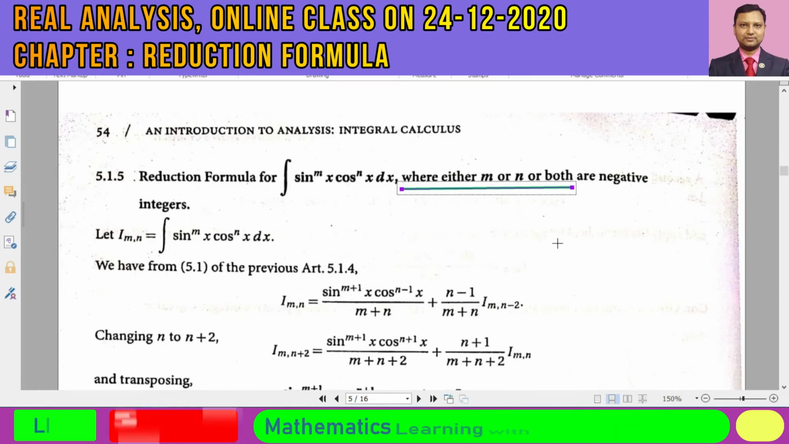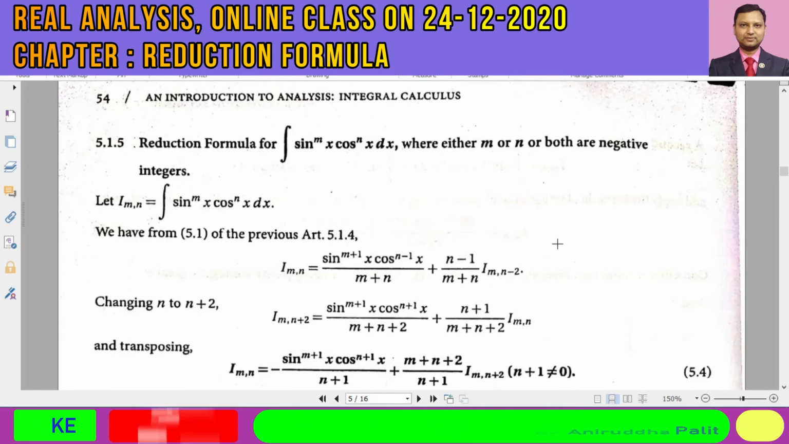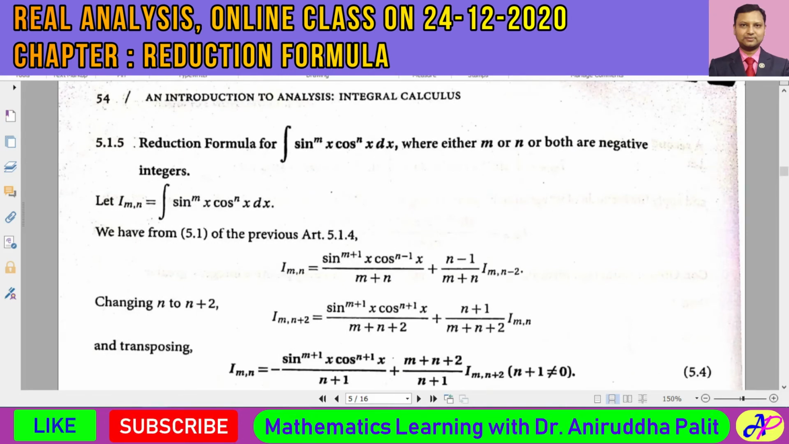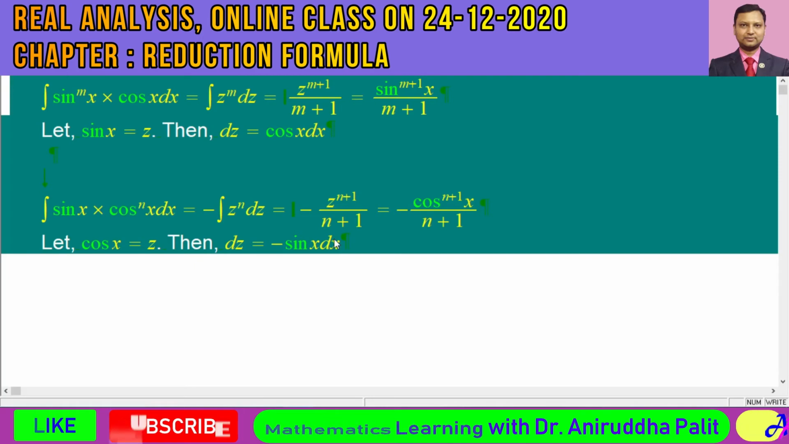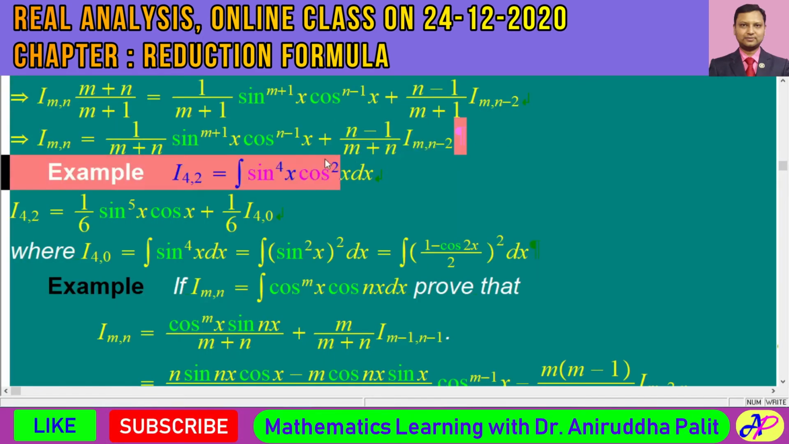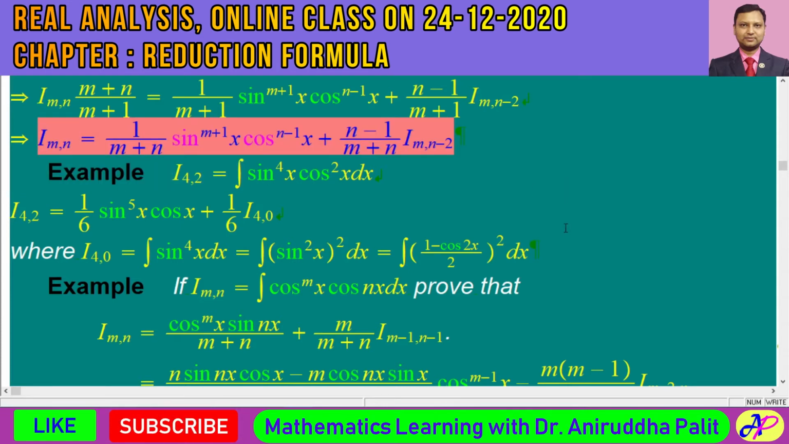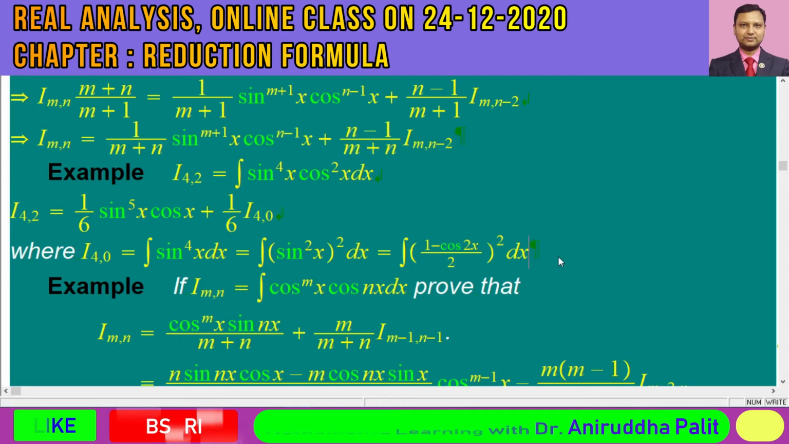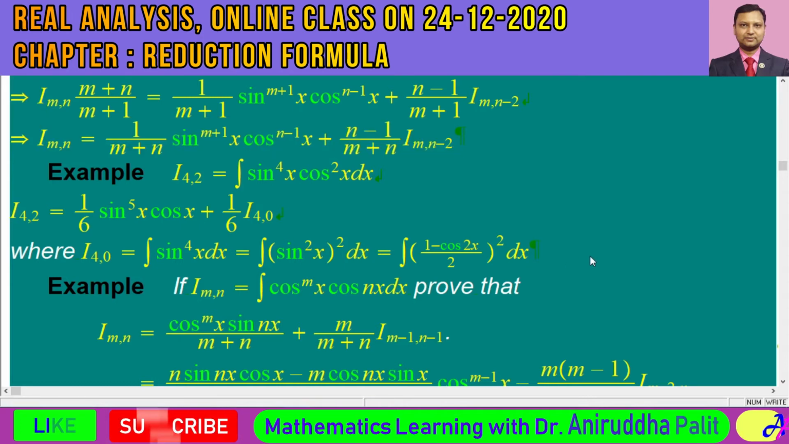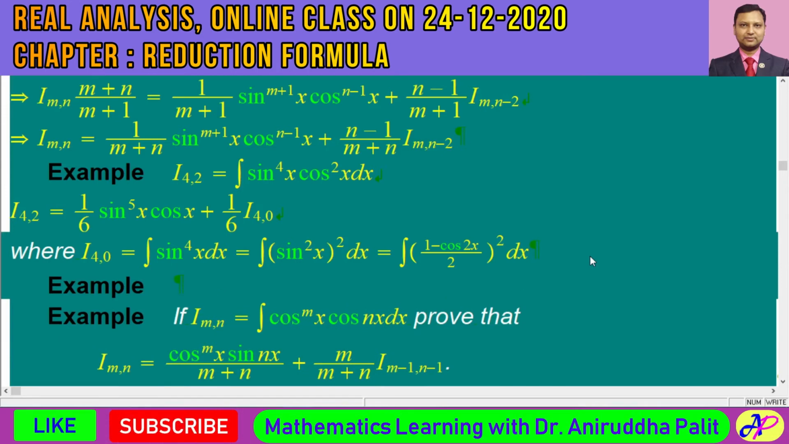We are going to show this technique, how to proceed and how to deduce a reduction formula. We already have this kind of reduction formula, and from it we are going to deduce what to do if, by chance, m and n, at least one of them, are negative. How to proceed? Got it?